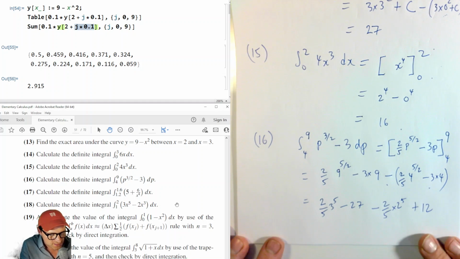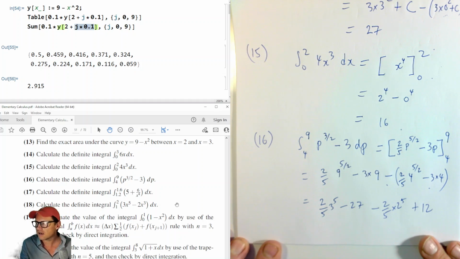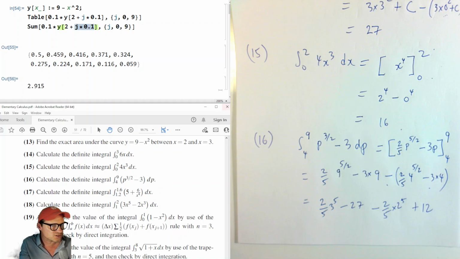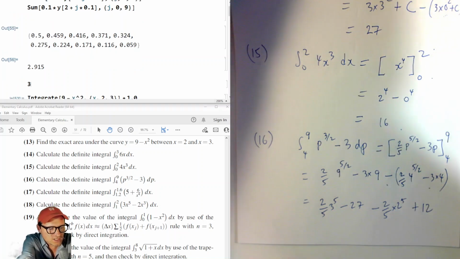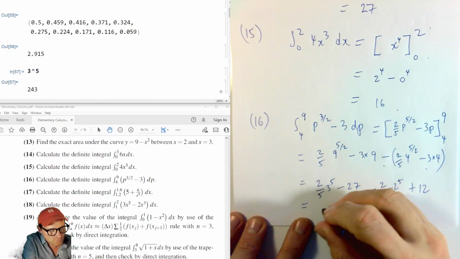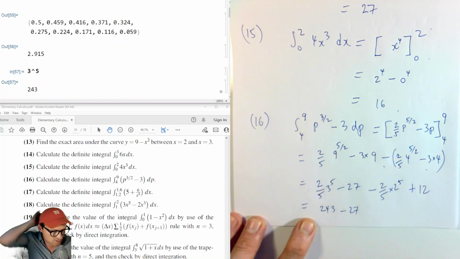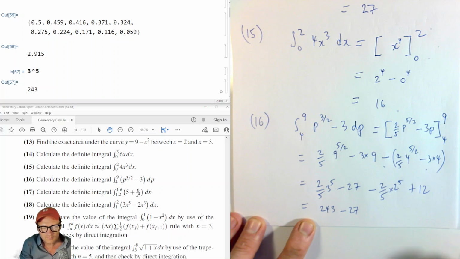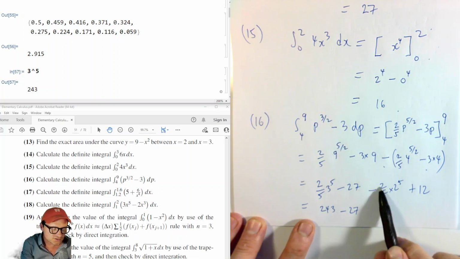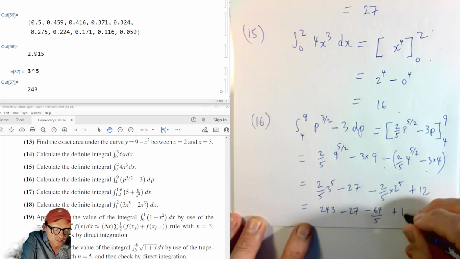All right, let's simplify this. So 3 to the power of 4 should be 9 times 9, which is 81. And then 81 times 3 is 243. I better get on the machine. 3 to the power of 5, yep, 243. So 243 minus 27. And then over here, 2 to the power of 5 is 32. 32 times 2 is 64. So minus 64 over 5 and plus 12.